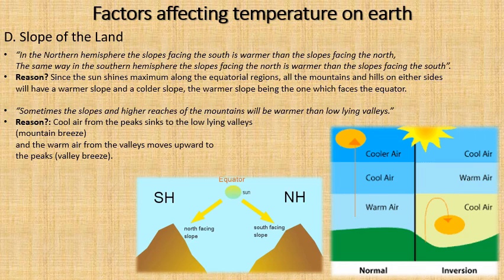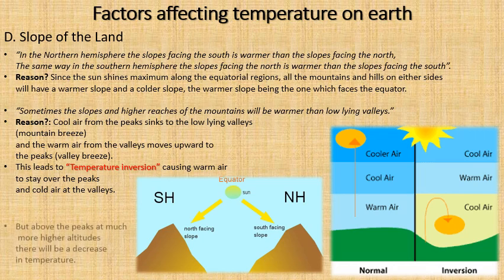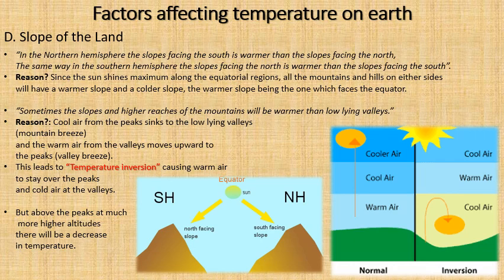Cool air from the peaks sinks to the low-lying valleys, and this sinking is called mountain breeze, from the mountain to the valley. And warm air from the valleys moves upward from the valley to the peaks, which is valley breeze. When this continues, like sea breeze and land breeze, when this mountain breeze, valley breeze cycle happens, a temperature inversion takes place. This leads to temperature inversion, causing warm air to stay over the peaks and cold air in the valleys. But it is only for a small layer, not for a large portion. Above the peaks at much higher altitudes, again there will be a decrease in temperature. So you don't have to be confused.